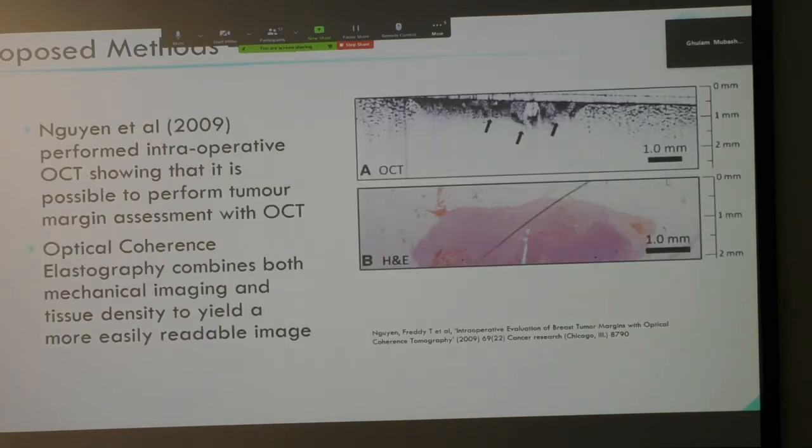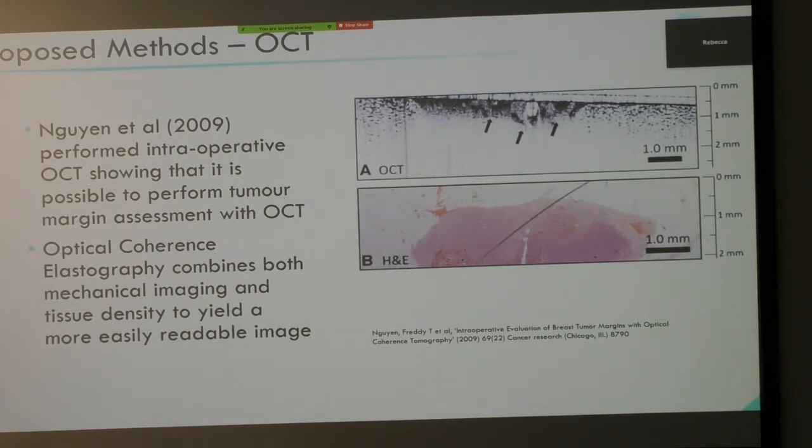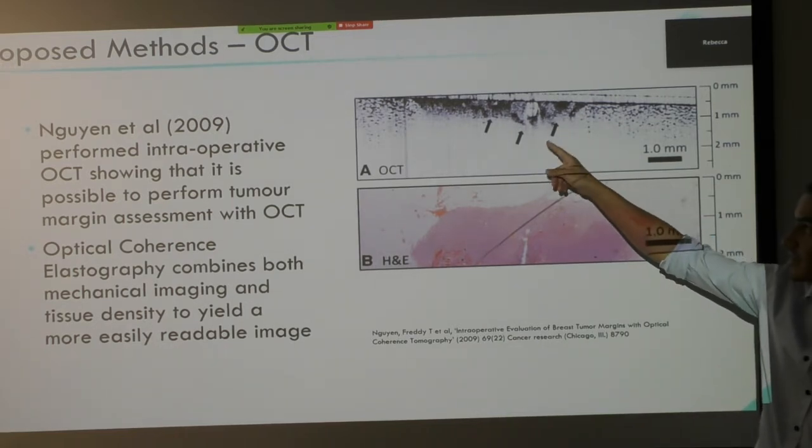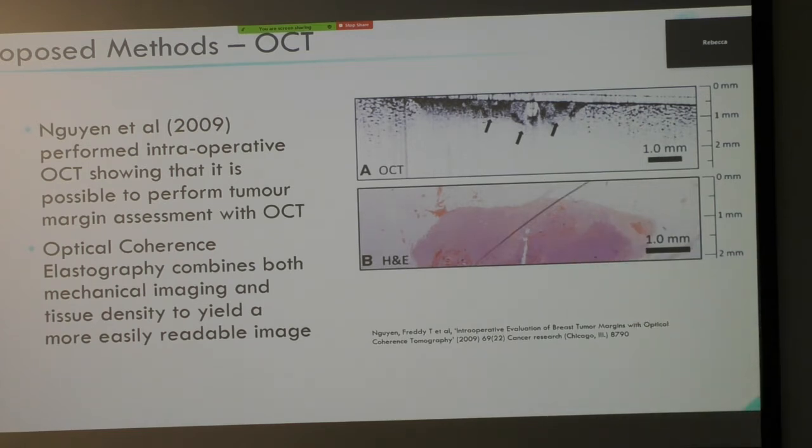And this was done in 2009. So Nguyen et al. did intraoperative OCT assessment for tumour margins. And they found that you could actually tell tumour in the margin here, and it was confirmed by histology.